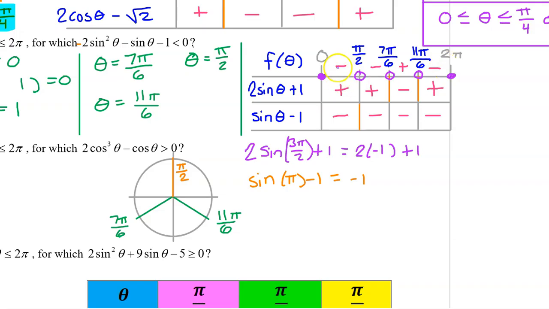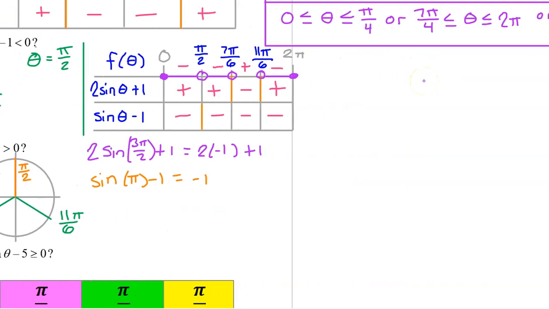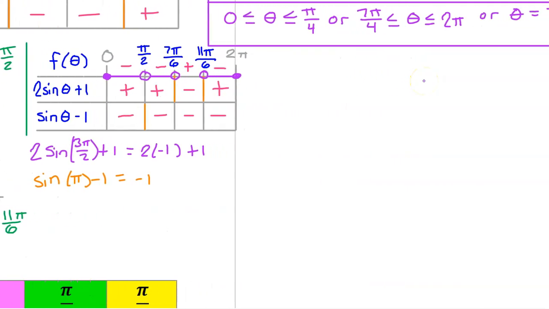So we want the intervals where f of theta is less than 0. So I'm looking at these negative intervals. So that's going to be from here to here, and from here to here, and from here to here. Let's write that up in interval notation. So this first interval goes from 0 to pi over 2. I'm going to put a bracket on the 0 to show that it is included, and a parenthesis on the pi over 2 to show that the pi over 2 is not included.